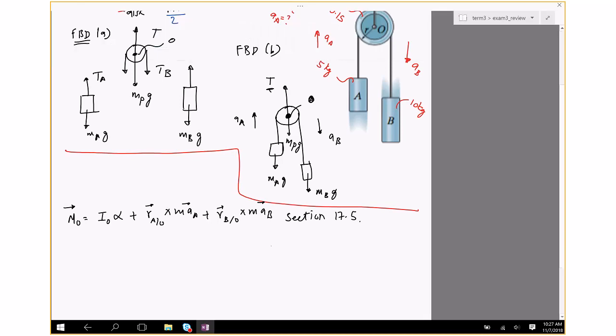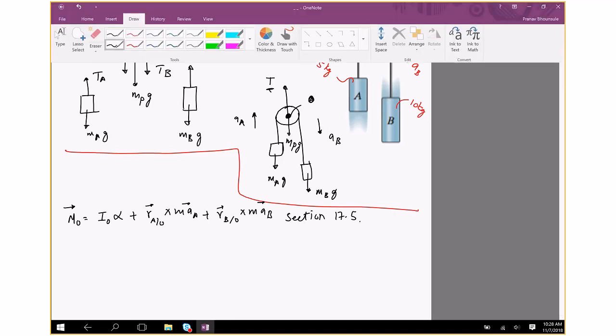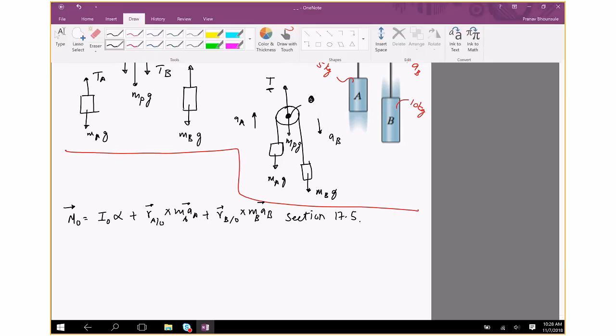Is that the mass of the whole system or the mass of A and the mass of B? Good point. That should be mass of A and B. Good catch. It should be mass of A and mass of B, because it's only A and B which are translating and not O or the pulley.